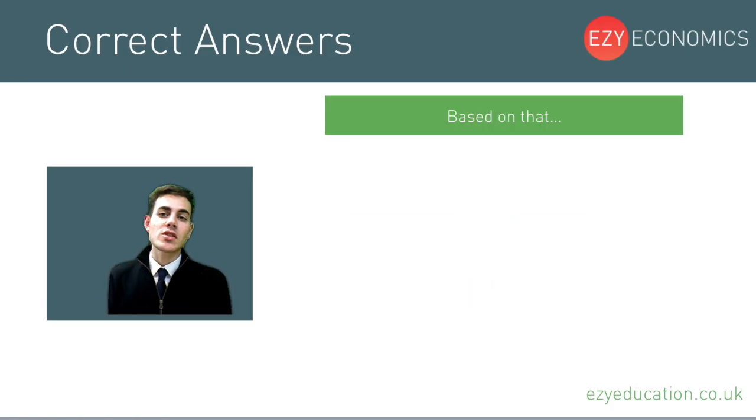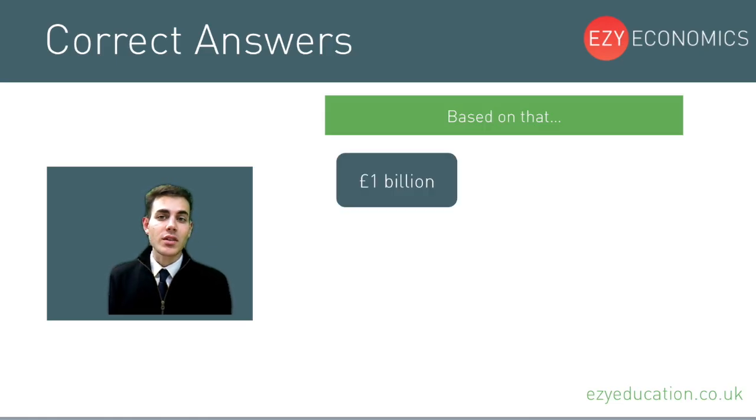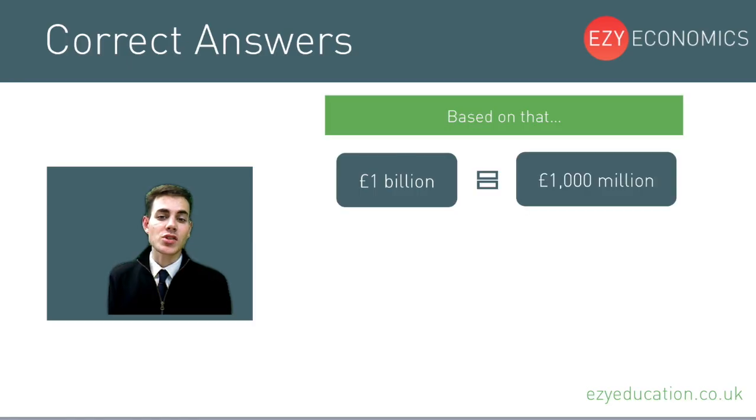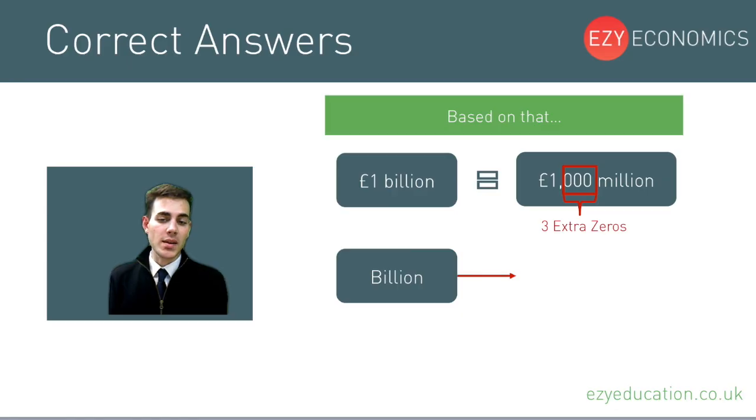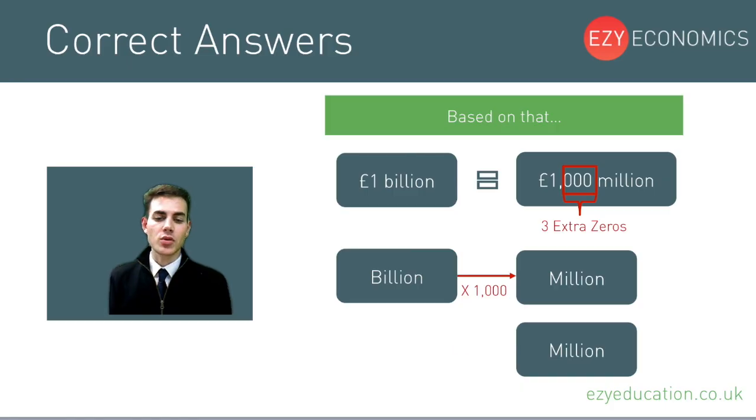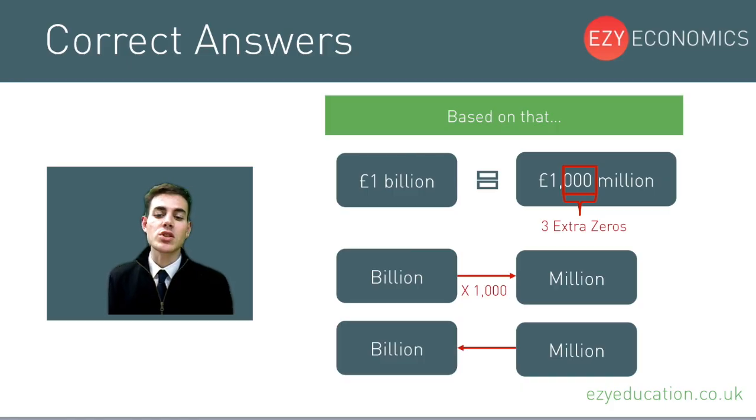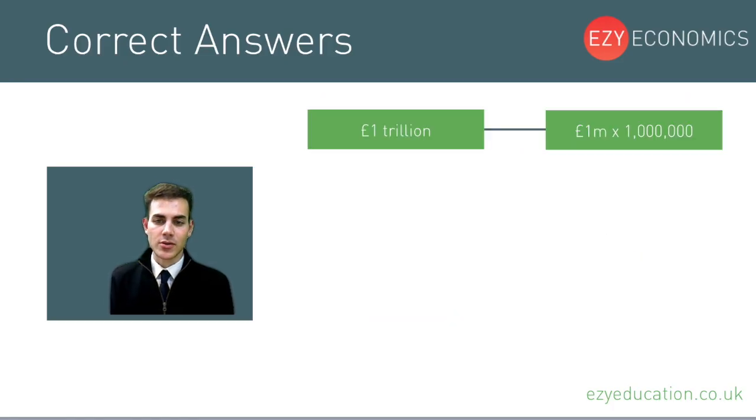Well, if we know there's only 3 zeros difference between the two figures, we can effectively think of £1 billion as just 1,000 million pounds, and that's because to get from a billion to a million, we just multiply by 1,000 to get those 3 extra zeros. Likewise, if we wanted to go from a million to a billion, we would divide by 1,000 to remove those 3 zeros, and therefore the correct match was that £1 billion is equal to 1,000 times £1,000,000.